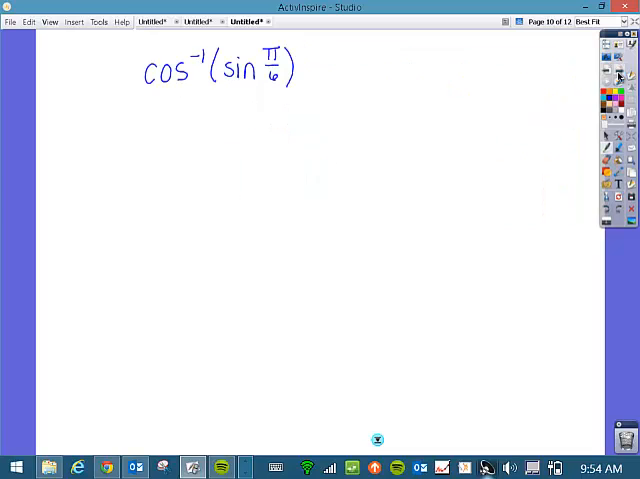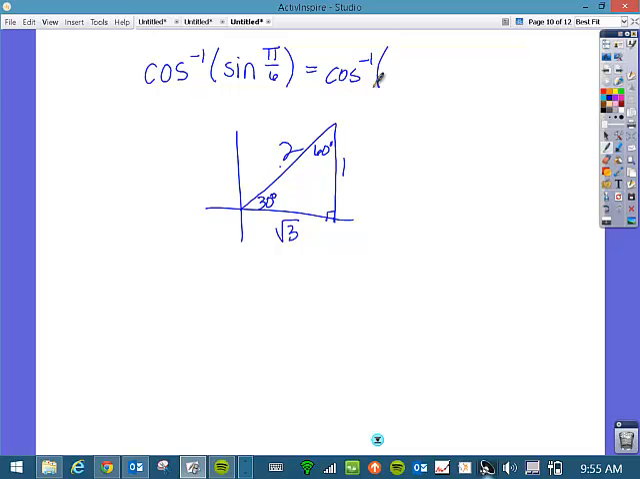Next one, cos inverse of sine of pi over 6. We're going to work from the inside out. First, we need to find what is sine of pi over 6. We are given the angle pi over 6, which is in the first quadrant. It's 30 degrees. Across from the 30 is 1, this up here would be 60, across from the 60 would be root 3, and across from the 90 is 2. So what is sine of pi over 6? Well, it's opposite over hypotenuse. Opposite would be 1, hypotenuse would be 2.